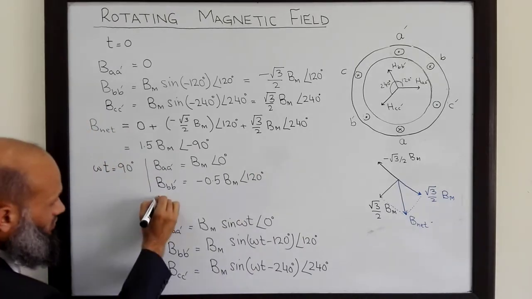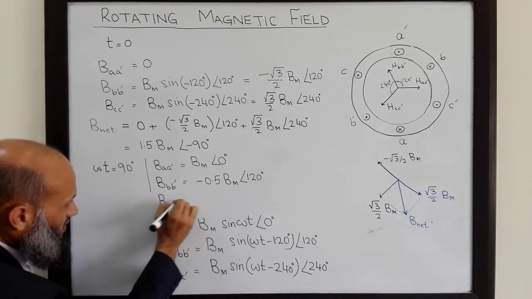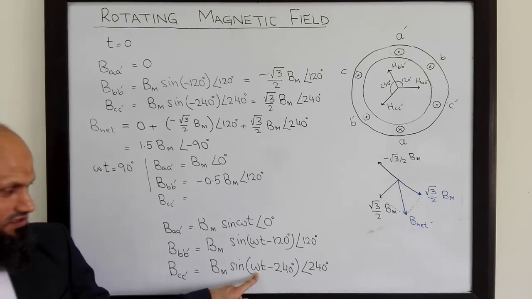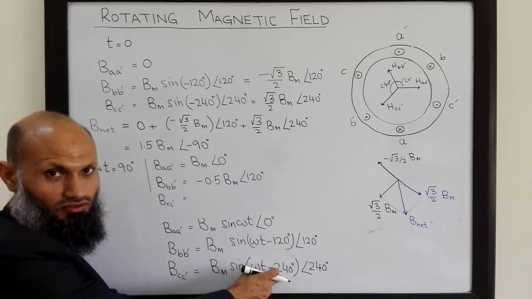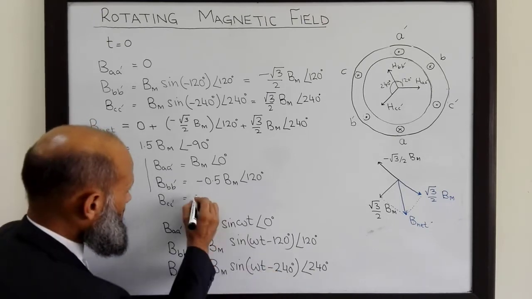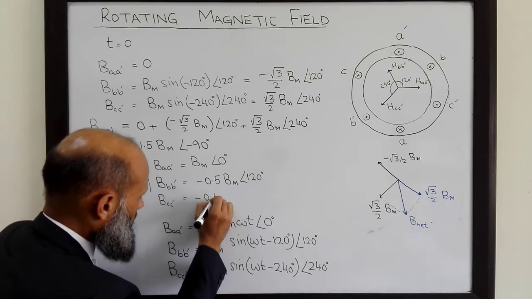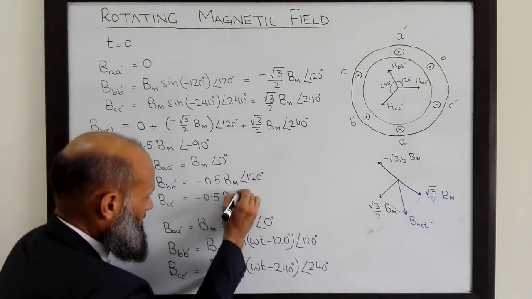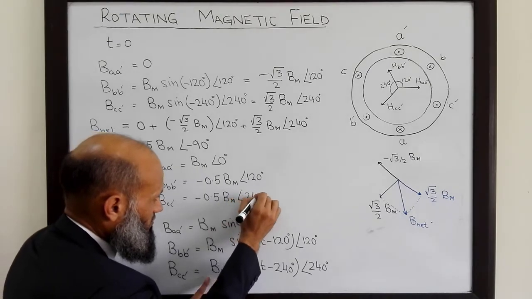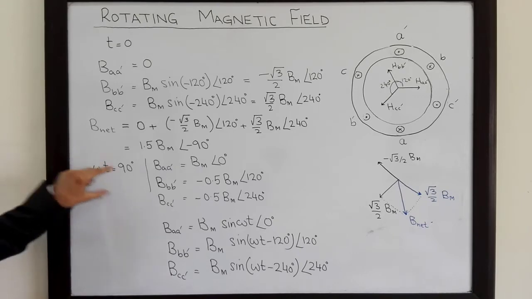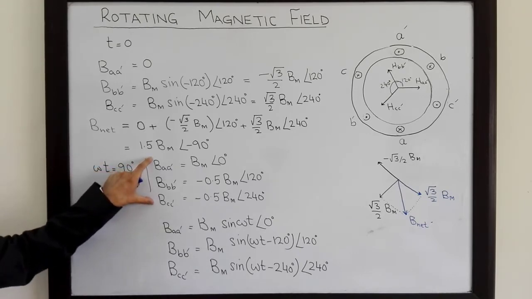And similarly B_C C dash, that is, omega t is 90 degrees, 90 minus 240. So sine of this thing, 90 minus 240, is again minus 0.5 Bm and an angle of 240 degrees. So at this time instant we can again add these three vectors.